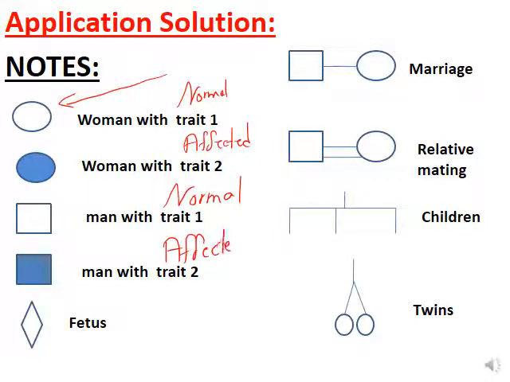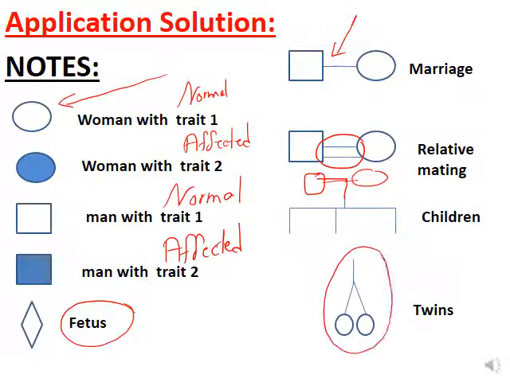A rhombus, for example, is for a fetus. Whenever we see a male and female connected with a line, this means we have a marriage. A consanguineous marriage is a marriage between relatives, cousins and so on. They draw the same, but with two lines in the middle. Here we have children. For example, we have a couple, they marry and they give birth to children. And whenever we see this, it is for twins.